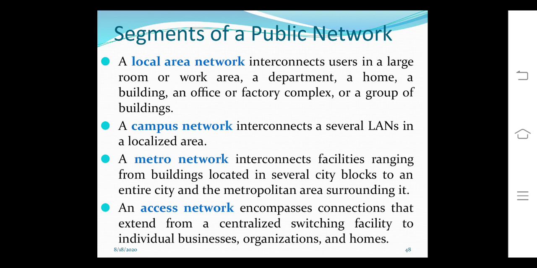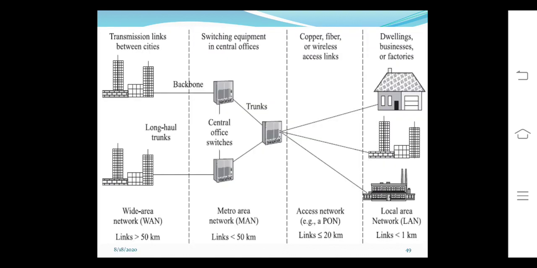And a metro network is a network which interconnects facilities ranging from buildings located in several city blocks to an entire city and the metropolitan area surrounding it. So many networks from each city will be connected. A number of campus networks connected will form a metro network. And an access network encompasses connections that extend from a centralized switching facility to individual businesses, organizations, and homes.